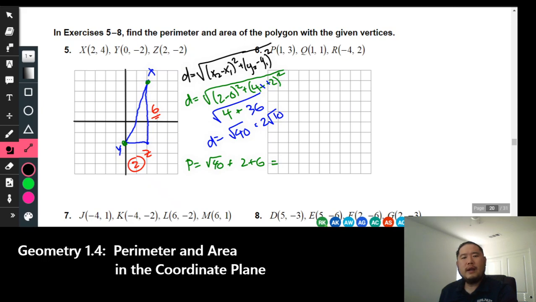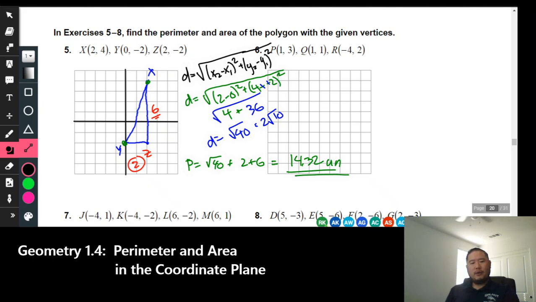I think right now they'll ask you to round to the nearest hundredth. So using your calculator, rounding this to the nearest hundredth, you'll end up with 14.32. And there should be some sort of unit. Since they don't give us feet, inches, or anything like that, we'll just say 14.32 units. All right?